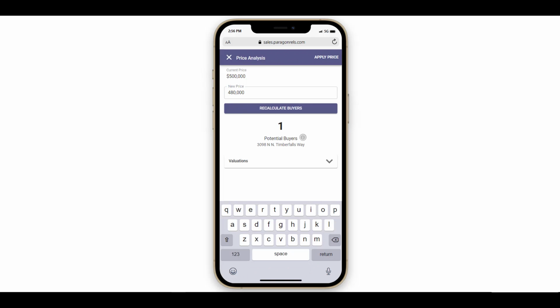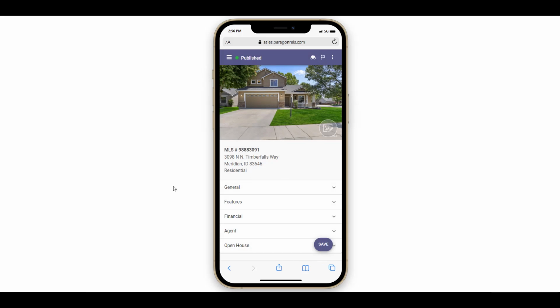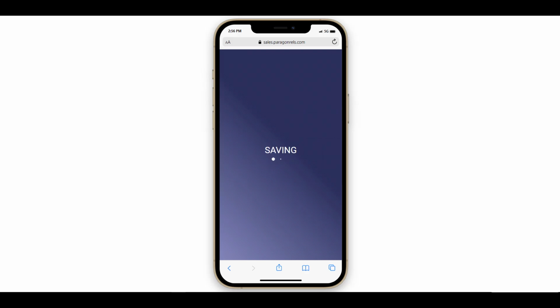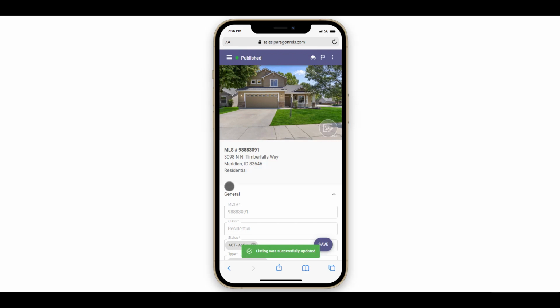You can, of course, go in here, let's just say we do initiate change, let's say we go to 480. You say recalculate, you get 1. When you hit apply price, it will actually update the price, and you can validate that by looking at price, and it will update it instantly for you. So all you would have to do is hit save, and your listing is updated. That's a little bit about the price analysis.